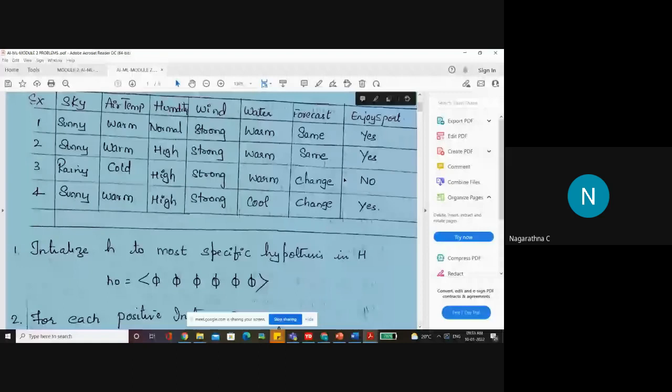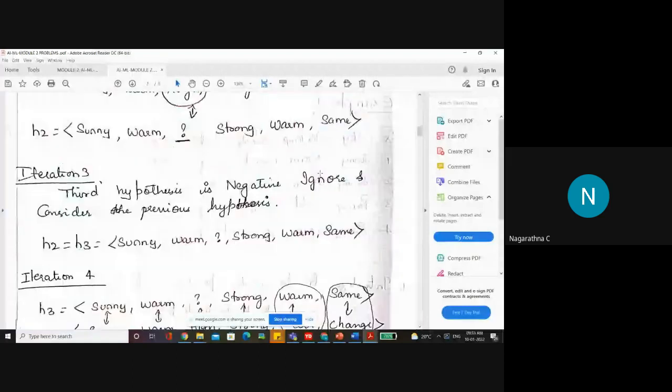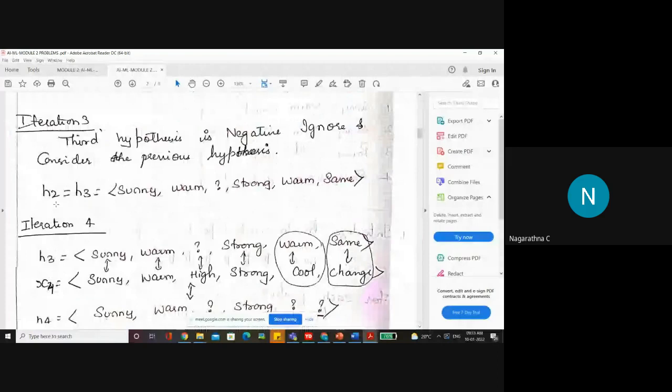X3 is negative. You can observe here in our data set, X3 is rainy, cold, high, strong, warm and change. The answer is no, which means it is negative. So in that case we will just retain the previous hypothesis. That is H2 is equal to H3.